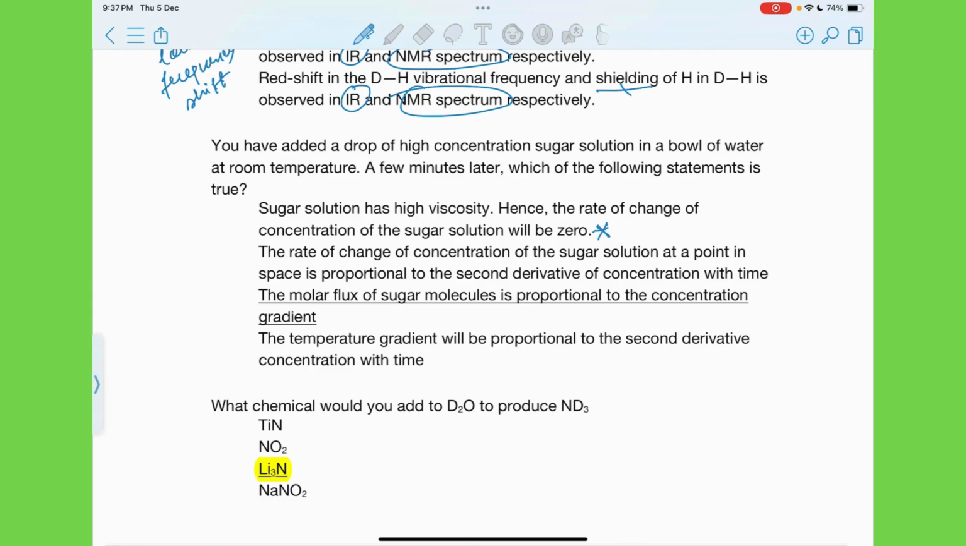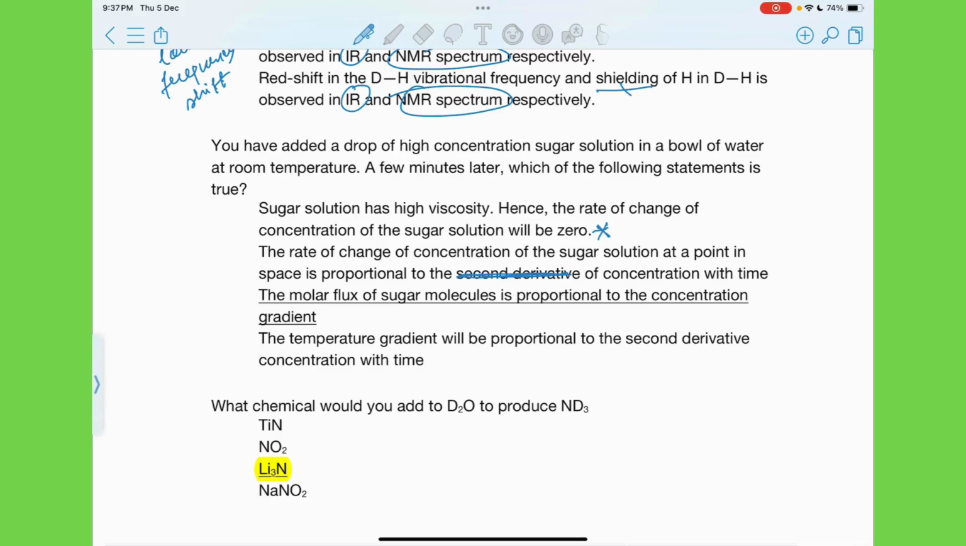The next option says the rate of change of concentration of the sugar solution at a point in the space is proportional to the second derivative of concentration with time. So there is no concept of the second derivative; it's proportional to the concentration of time, but there is no formula derived for that.